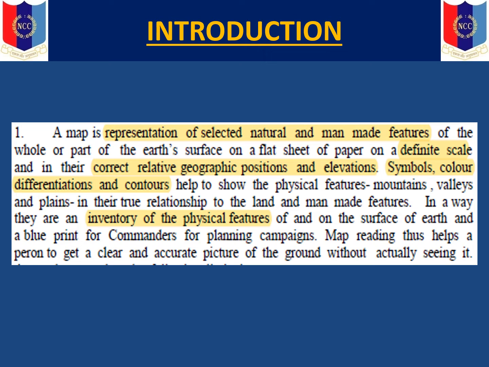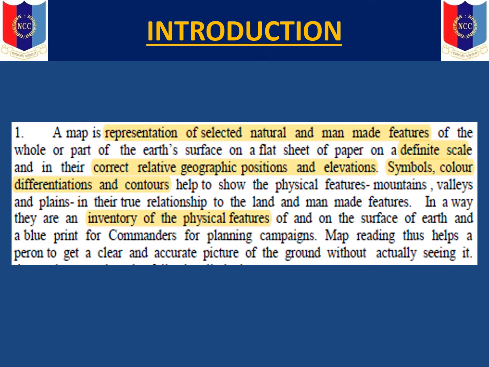To begin with, let's see what is a map. A map, as you all know, is a representation of selected natural and man-made features. Now, why selected natural and man-made features? Because it's not possible to depict everything that is seen on the ground on a flat sheet of paper. And of course, these are reproduced on a sheet of paper to a definite scale. For example, 1 kilometer on ground is depicted by, say, 1 centimeter on the map sheet.